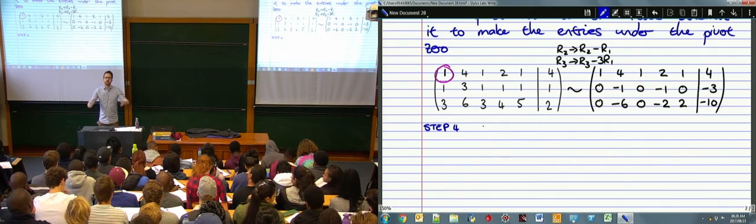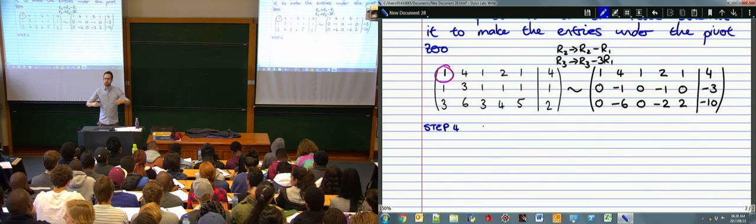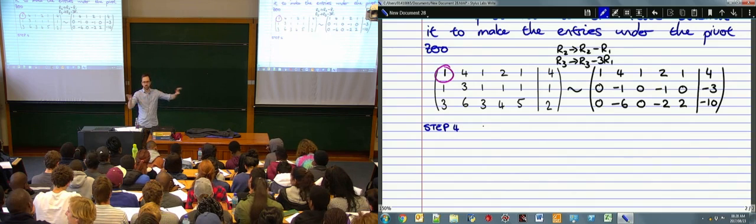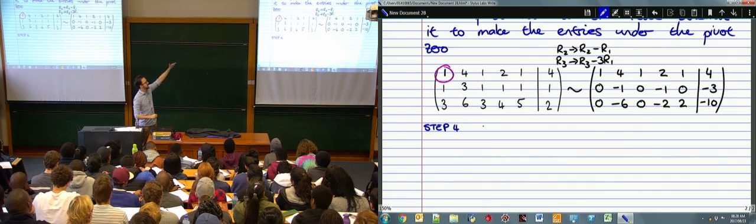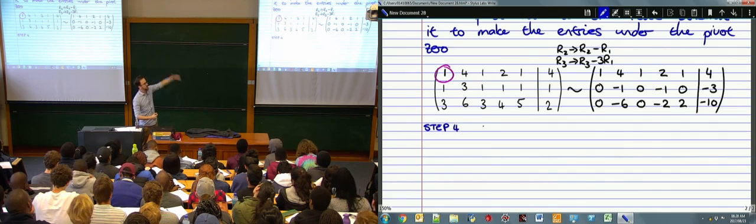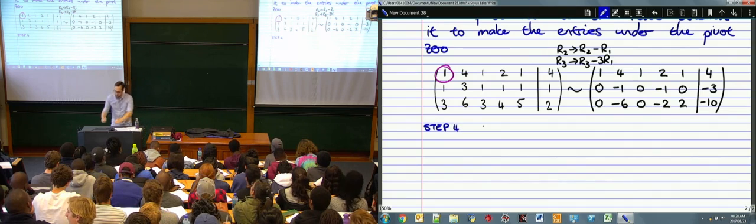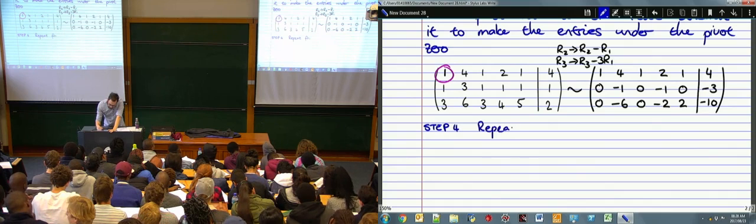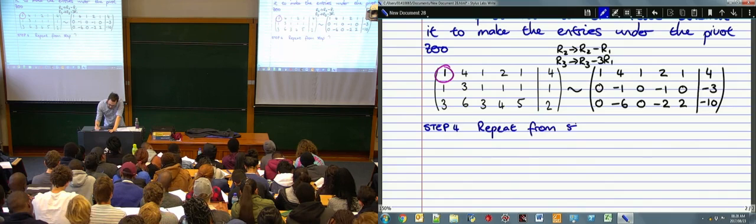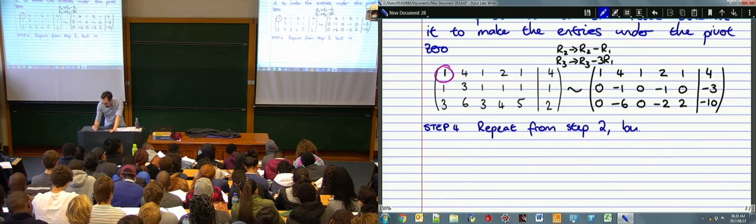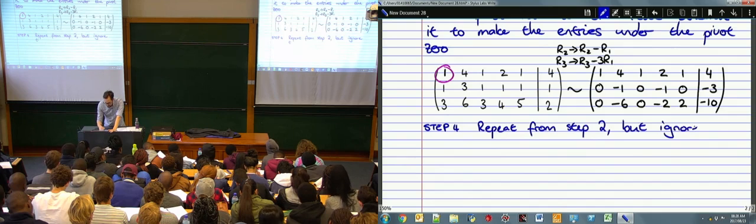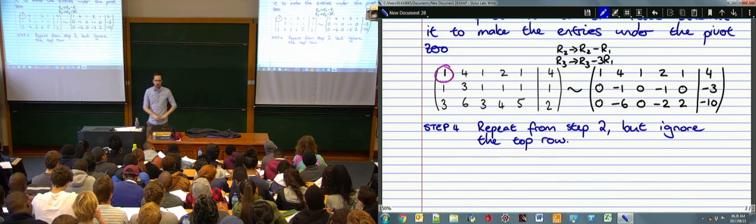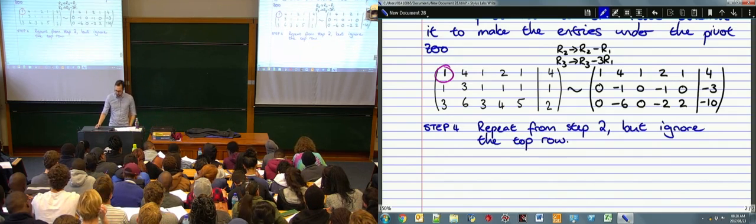Okay. So step 4, what we do now is we proceed from step 2 again, but now we simply ignore the first row, right? We say the first row is fixed. Now proceed from step 2, but just look at a sort of submatrix formed by ignoring the first row. So we say, step 4, repeat from step 2. We're going to repeat from step 2, but we ignore the top row, right?